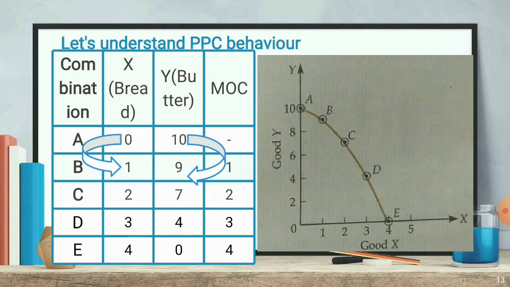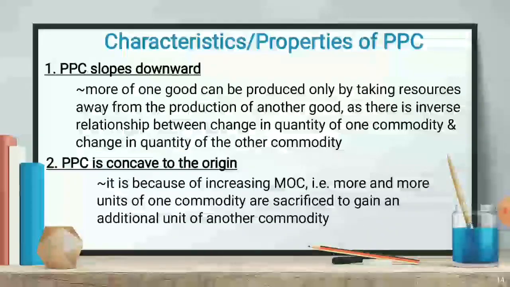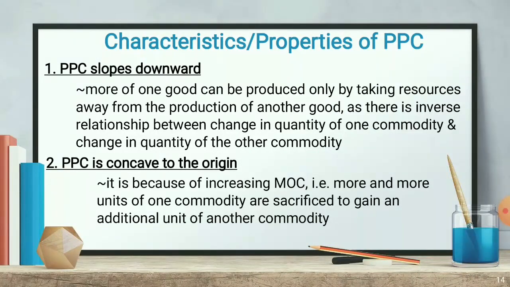In the same manner we have taken all the figures. In all the previous tables which we have seen, whether straight or convex, the concept was the same. Now see what the main properties, the main characteristics, of the production possibility curve are. This is a very important topic and it always comes for 4 marks. There are two major characteristics of the production possibility curve.